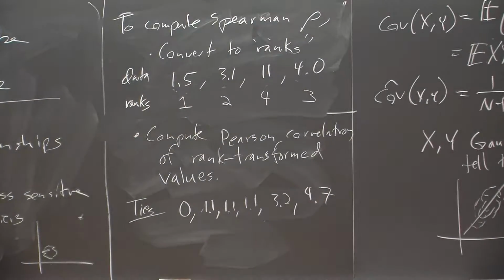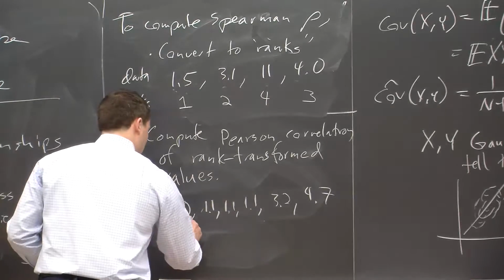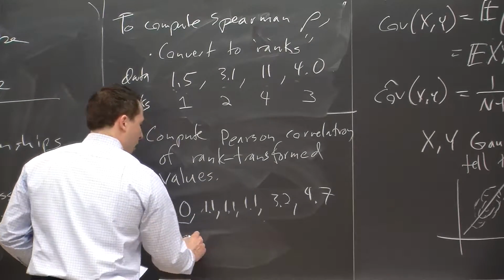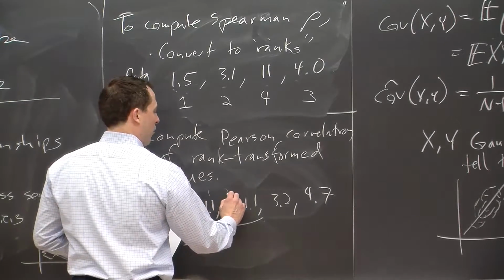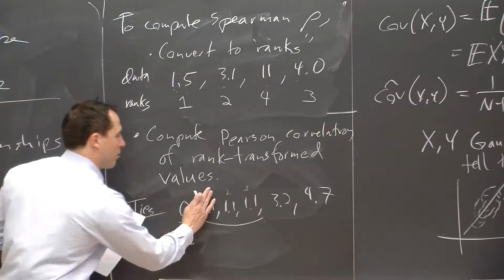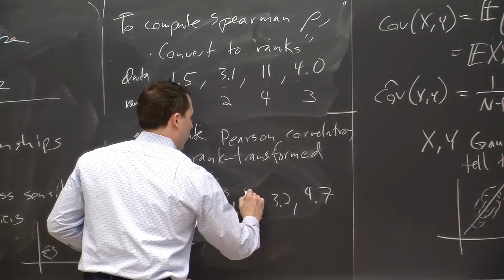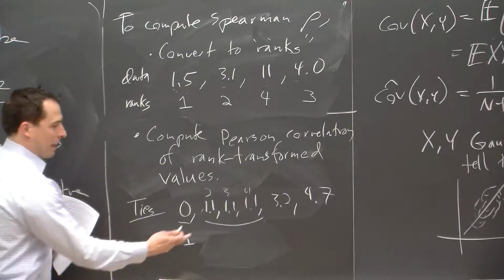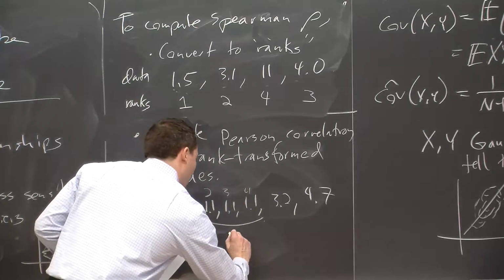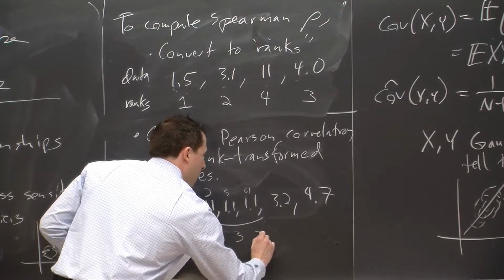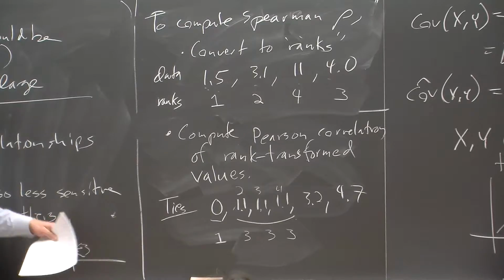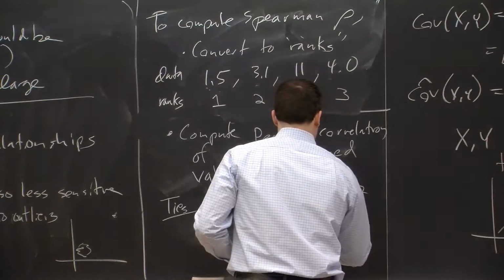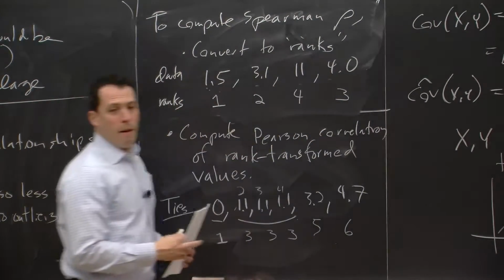Then the encoding that I use is this one still gets rank 1. These get their average rank. So these were ranks 2, 3, and 4 in no particular order. I assign to them the average rank that's among them, so they all get rank 3 when I plug them into the Pearson correlation. And then this gets rank 5, and this gets rank 6.